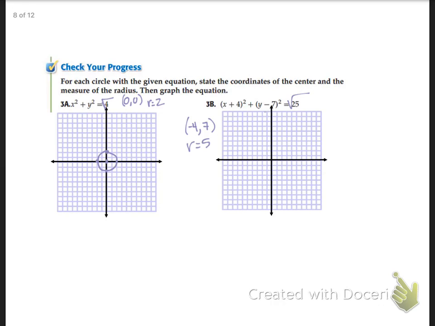So I go left 4, 1, 2, 3, 4, up 1, 2, 3, 4, 5, 6, 7. And I go out 5 in every direction, 1, 2, 3, 4, 5. And there's my circle.